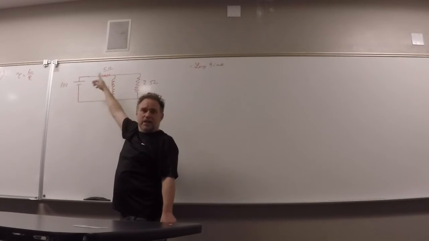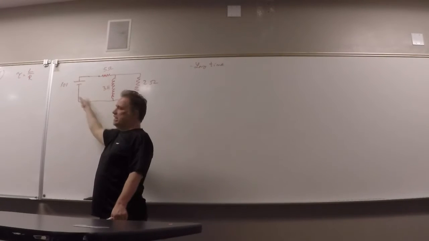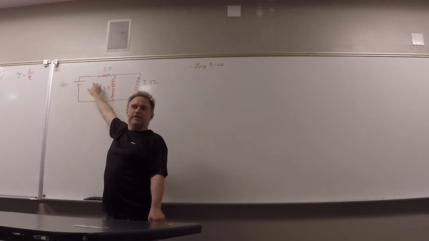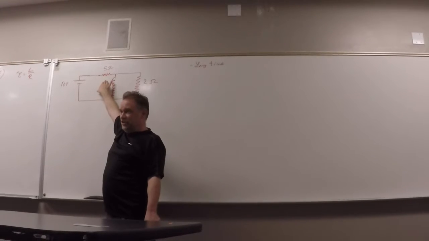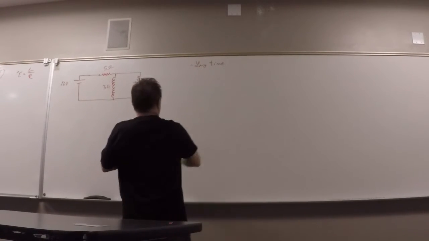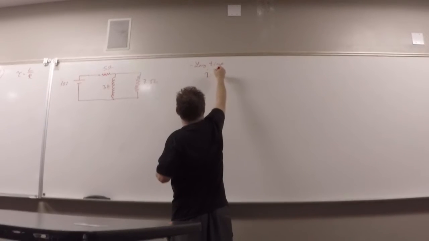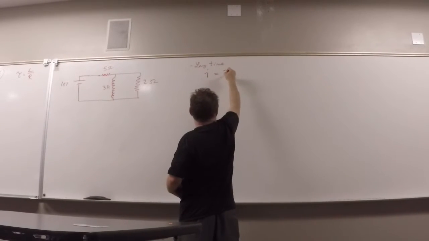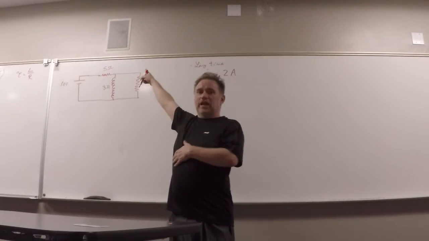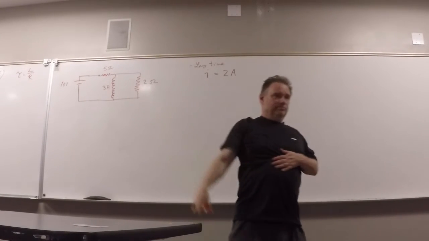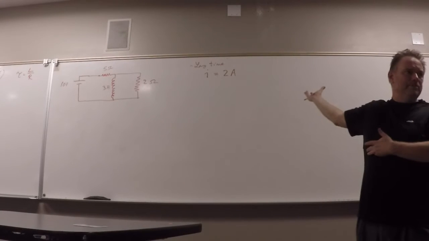Which means that with this closed, this is equivalent to this. The only resistance you have here is the 5 ohms, so therefore your current, a long time after that switch has been closed, is 2 amps. How did I get that? 10 volts divided by 5 ohms is 2 amps.